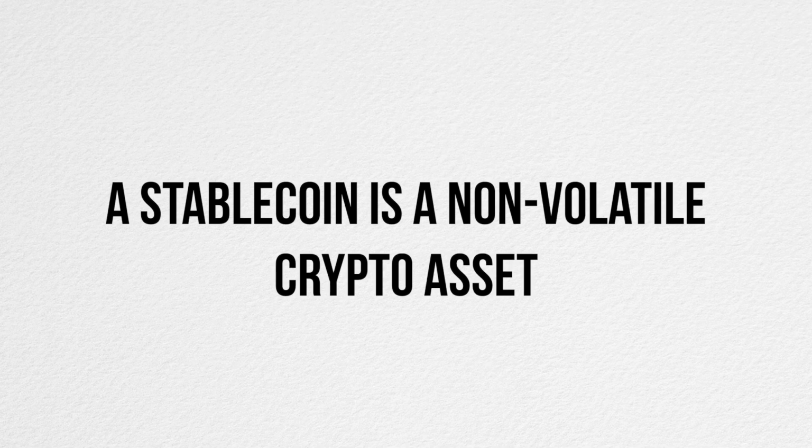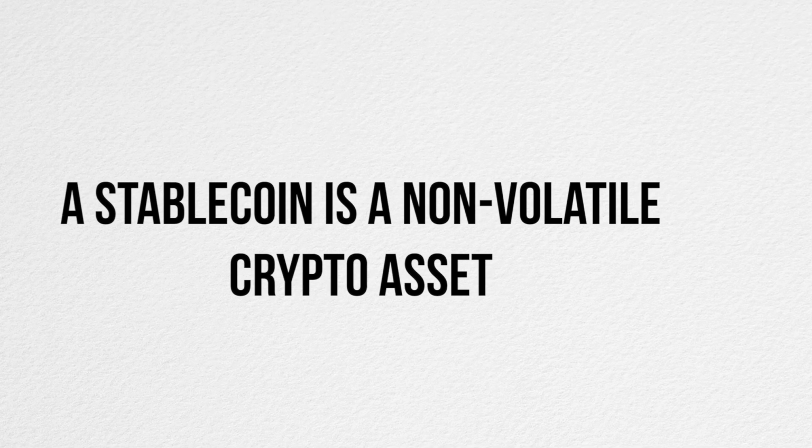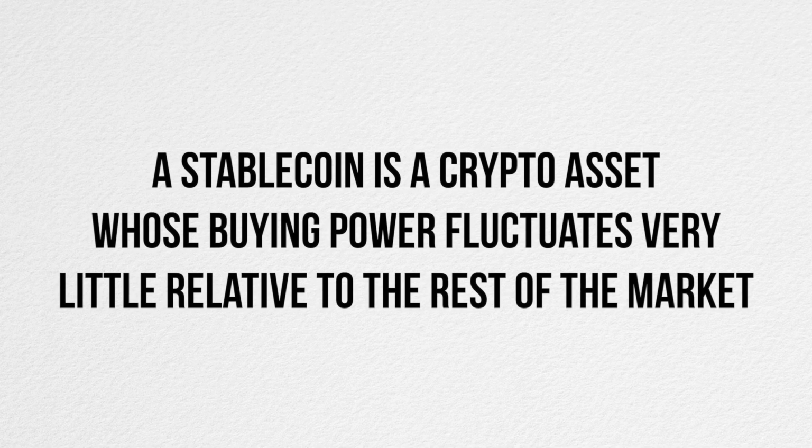A stablecoin is a non-volatile crypto asset. That's it. Fleshed out, we could rephrase it to: a stablecoin is a crypto asset whose buying power fluctuates very little relative to the rest of the market.